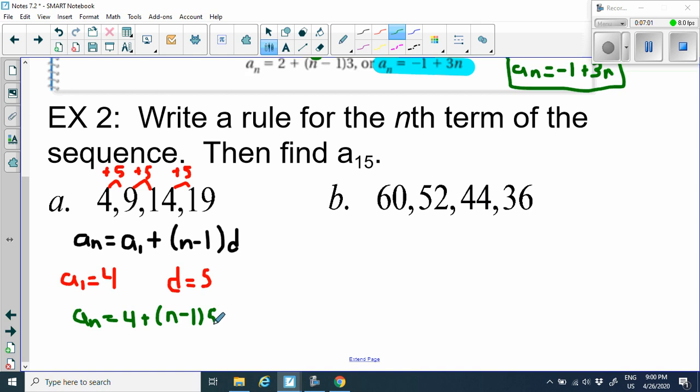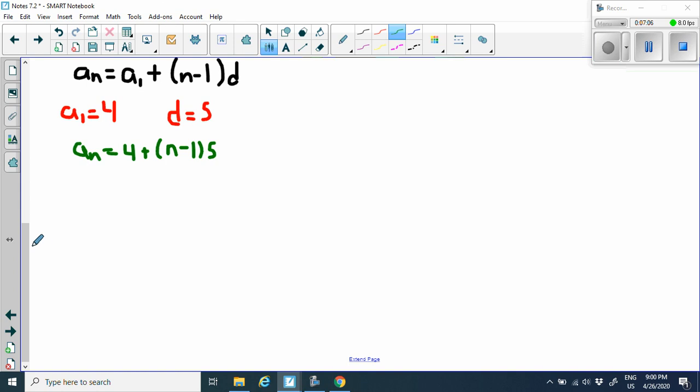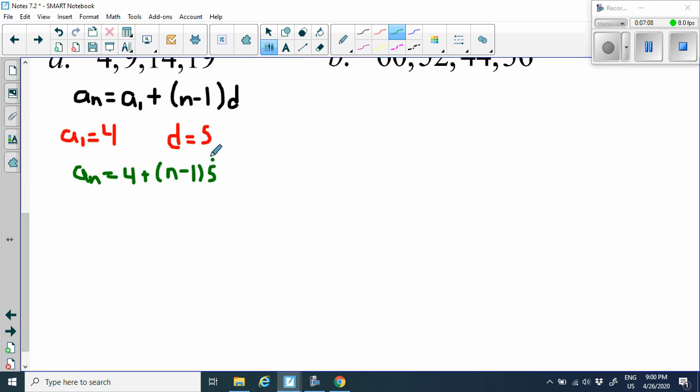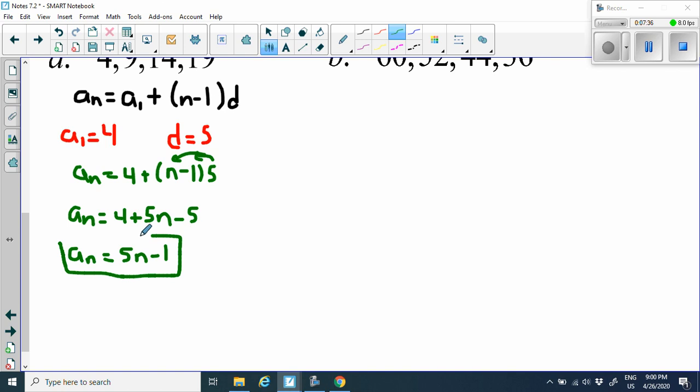5. Now I'm going to go ahead and simplify this rule. So that means I'm going to distribute the 5 to the negative 1 and to the n. So I have a sub n equals 4 plus 5n minus 5. And let me go ahead and simplify that. So I get a sub n equals 5n minus 1. So there's part 1 of my problem.